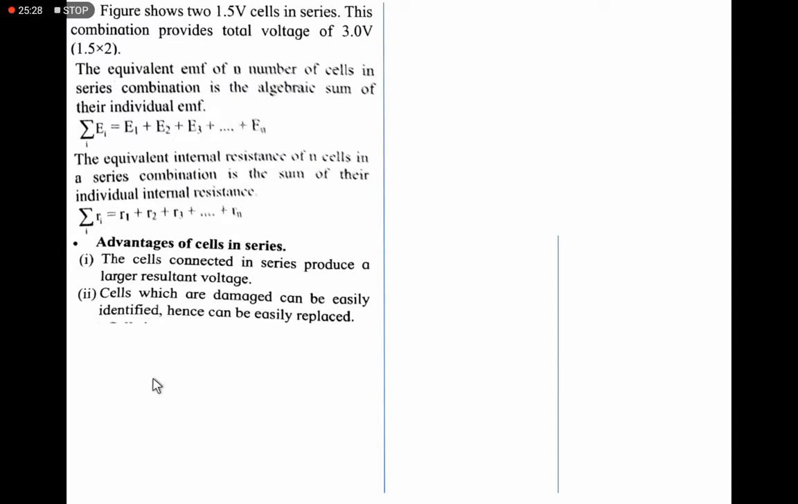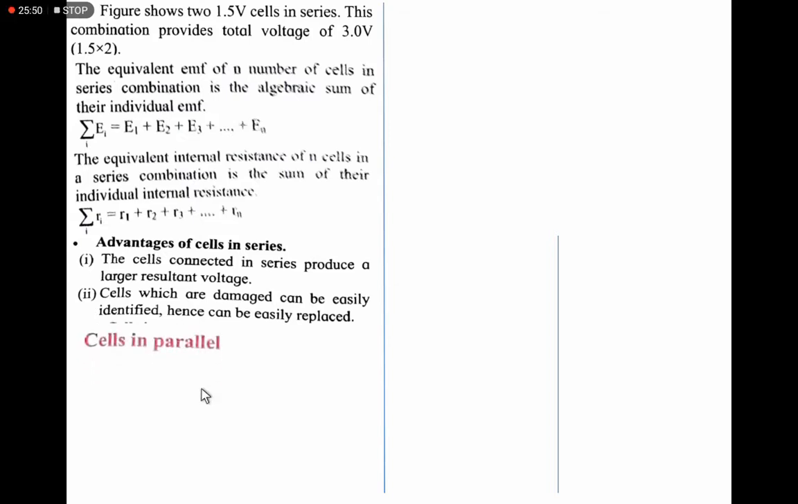Advantage of the cells in series: what? The cells connected in series produce a large resultant voltage. Definitely the voltage will increase, and if one of the cells is damaged, then it can be easily identified here, and we can replace it.